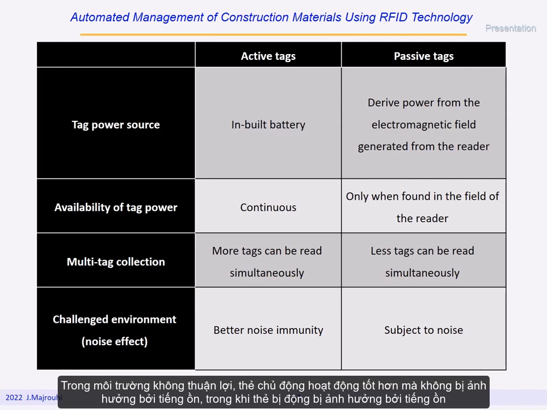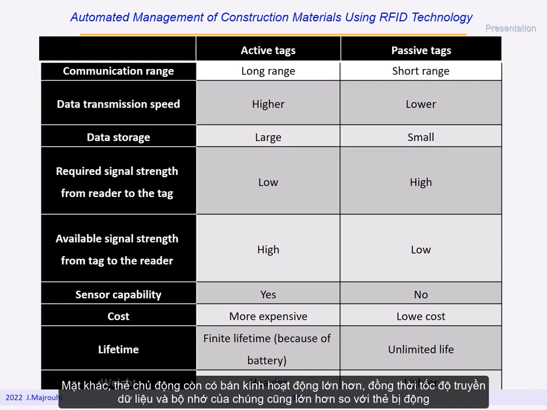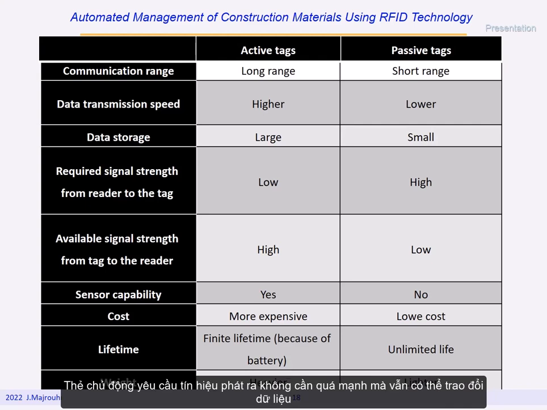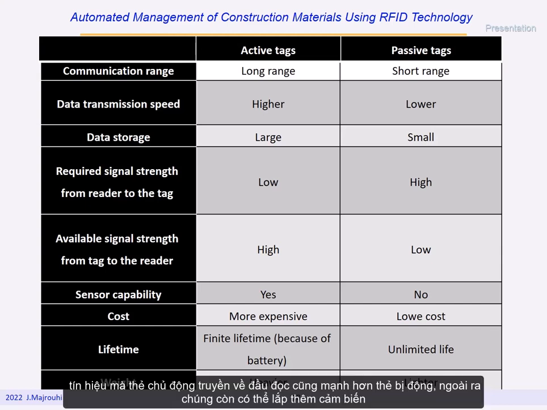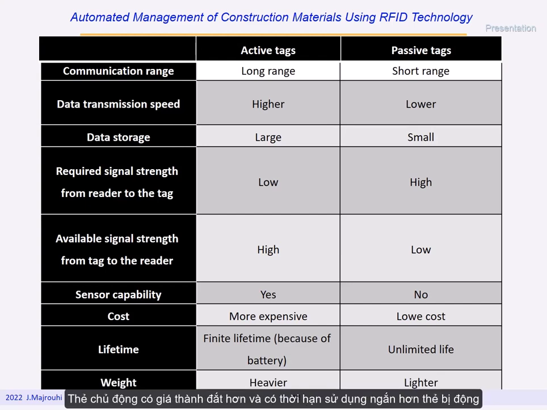In challenging environmental specification, active tags have better noise immunity, but passive tags are subject to noise. On the other hand, active tags have a long range of communication. Their data transmission speed is higher and they have more data storage. Active tags also require lower signal strength from the reader to the tag. Their available signal strength from the tag to the reader is higher and they are able to install another sensor. They are more expensive, their lifetime is limited because of the battery, and they are heavier than passive tags.